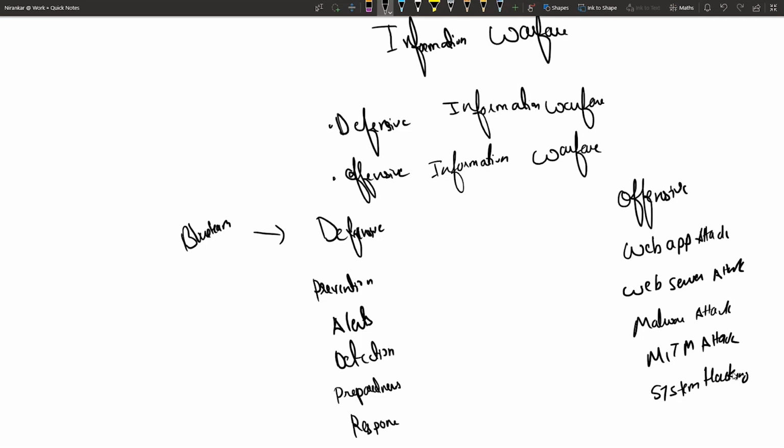In the defensive warfare, we go with prevention, alerts, detection, emergency preparedness, response. In the offensive, we try to attack. So we'll go with web application attack, web servers attack, malware attack, man in the middle attack, and system hacking.